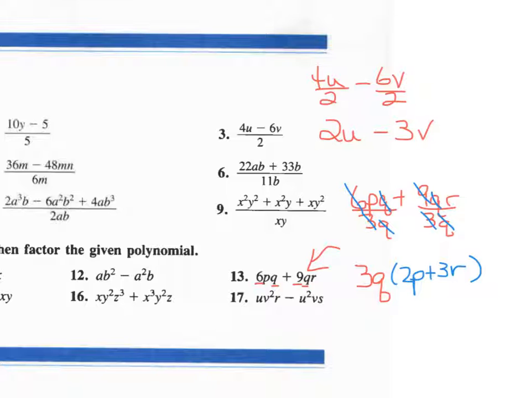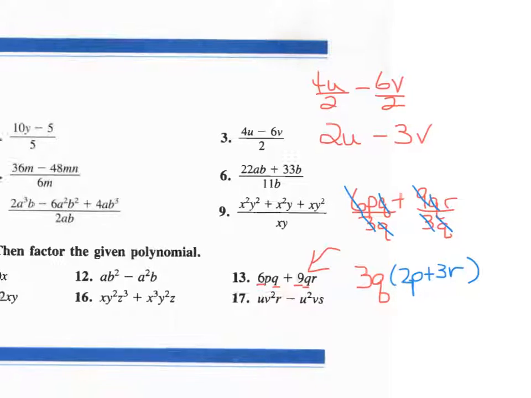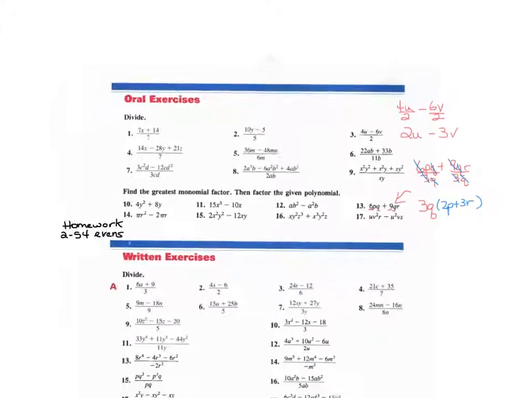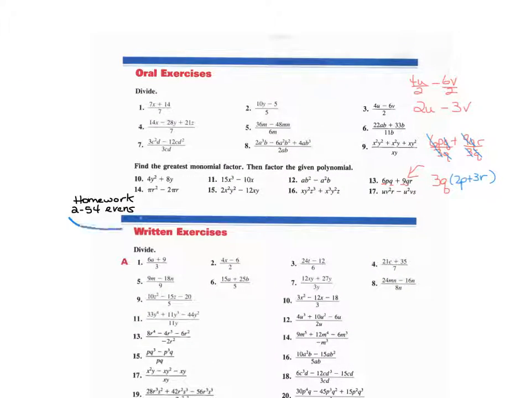So that is factoring and dividing these polynomials by a monomial. So your homework is 2 through 54 even. And what we're going to do now is I'm going to give you back your test, and we're going to go over the answers.